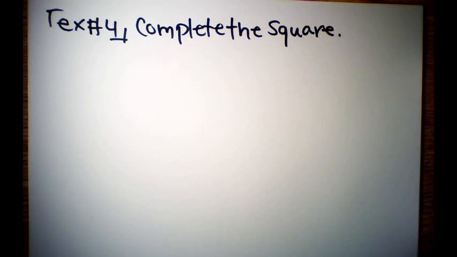We got two more examples. We have example number 4 and example number 5. Example number 4, we are going to complete the square. In example number 5, we're going to revisit what you learned in Algebra 1, which was the quadratic formula. So let's already start with example number 4.